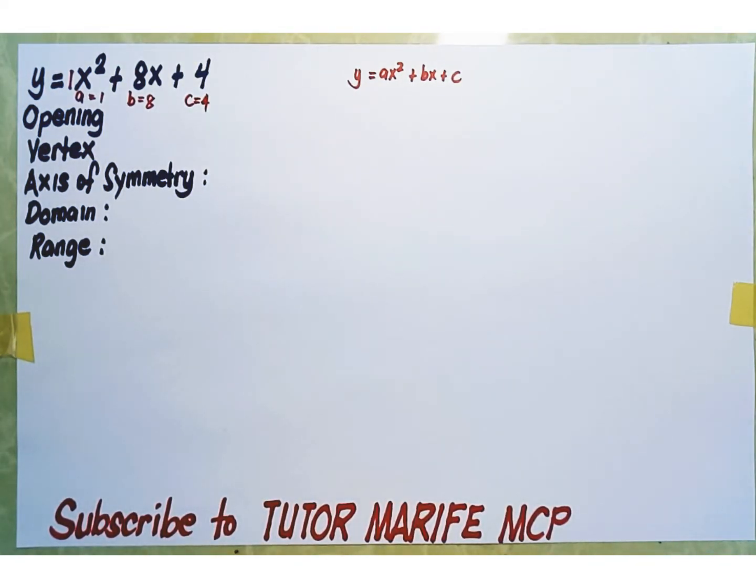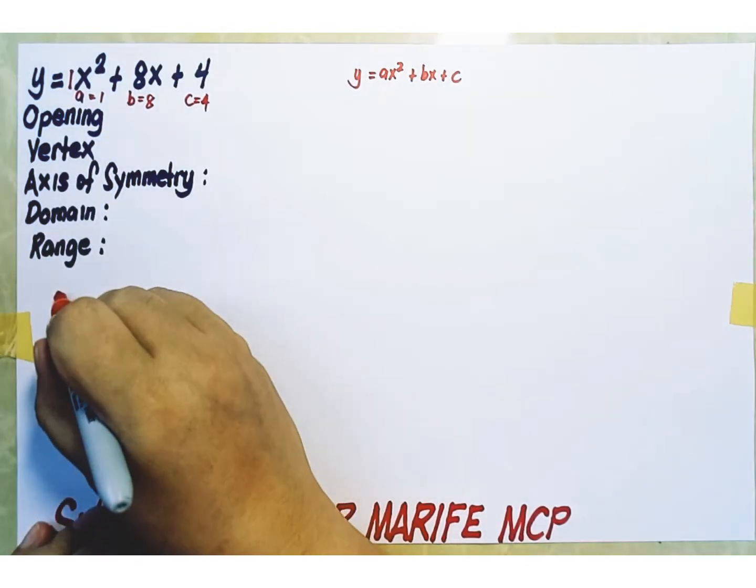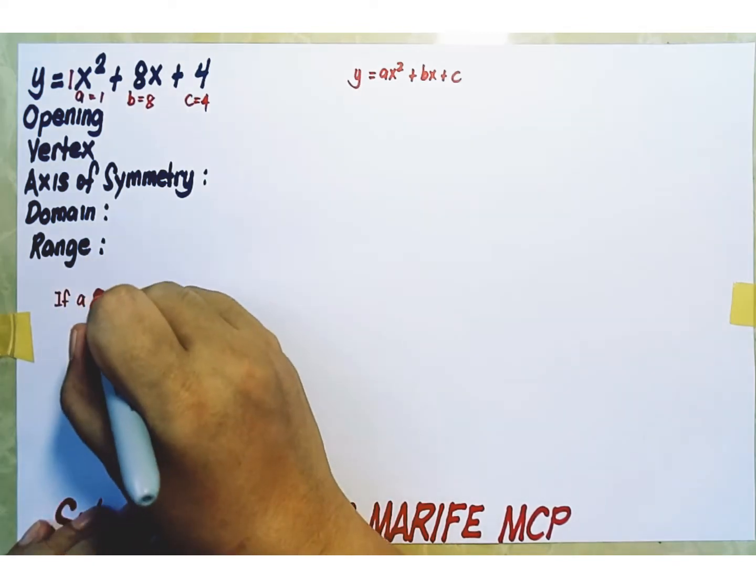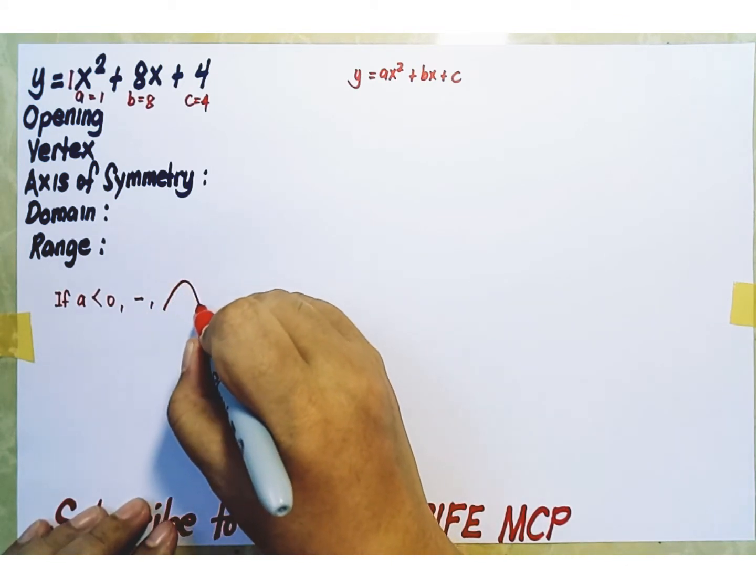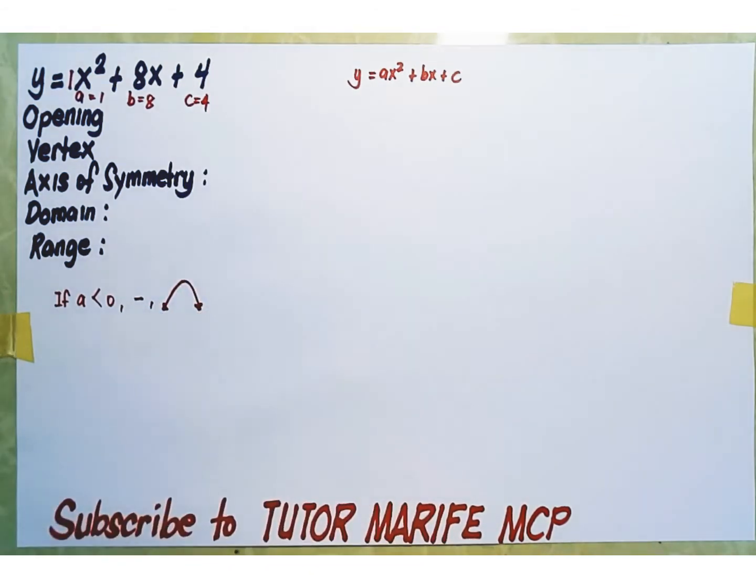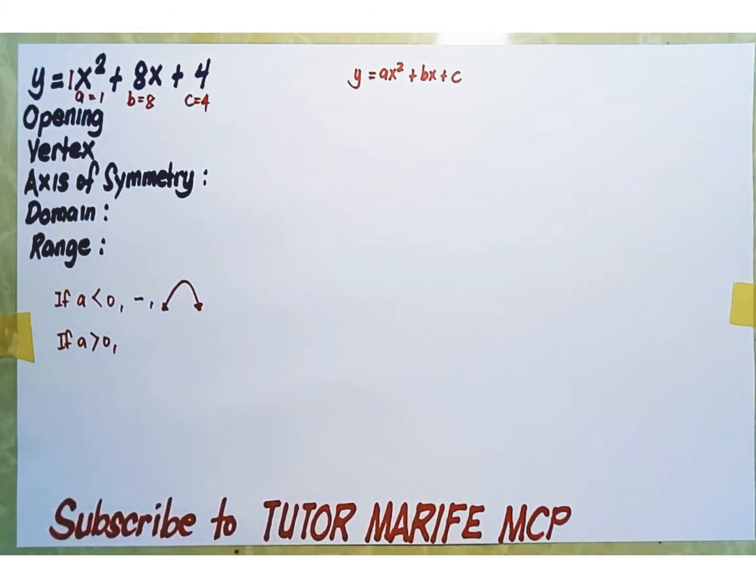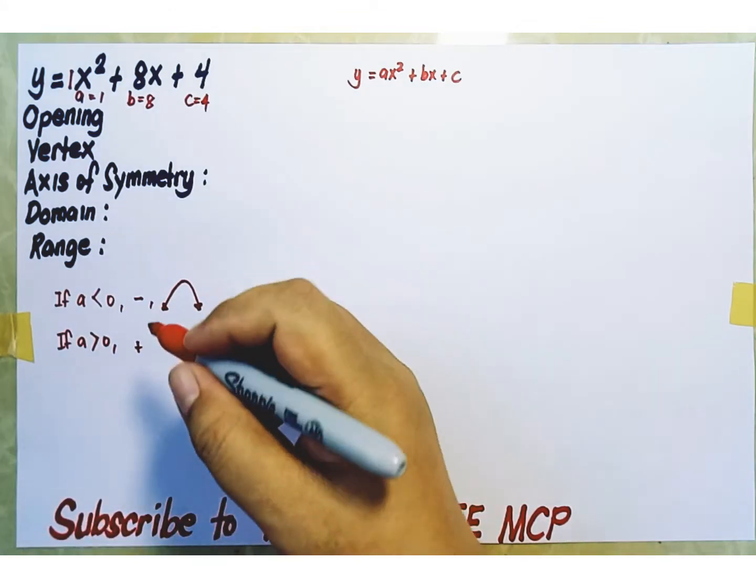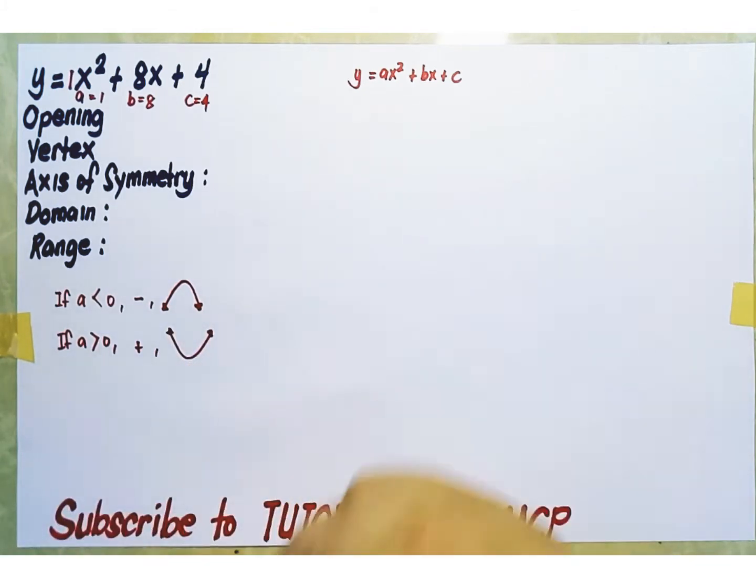First, let's determine the opening of the parabola. The opening of a parabola is dictated by the given value of A. If A is less than 0, or A is negative, the parabola opens downward, and your graph will look like this. If A is greater than 0, that means A is positive, the parabola will open upward, and the graph will look like this.